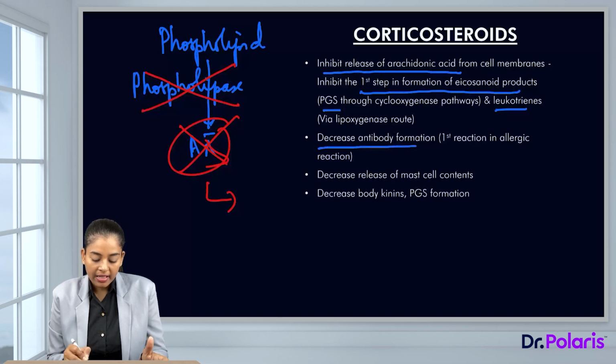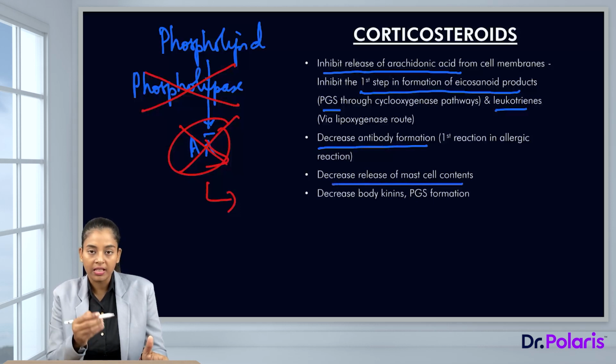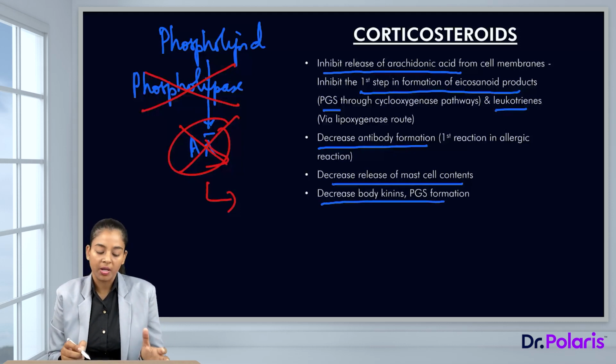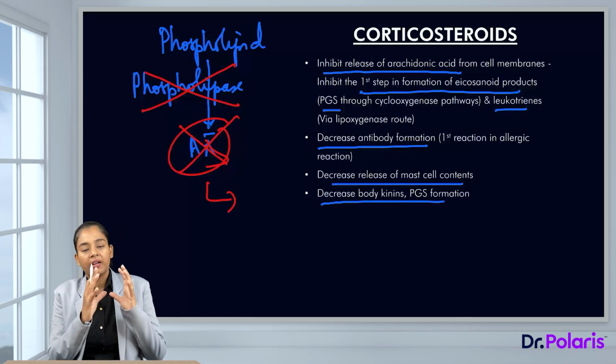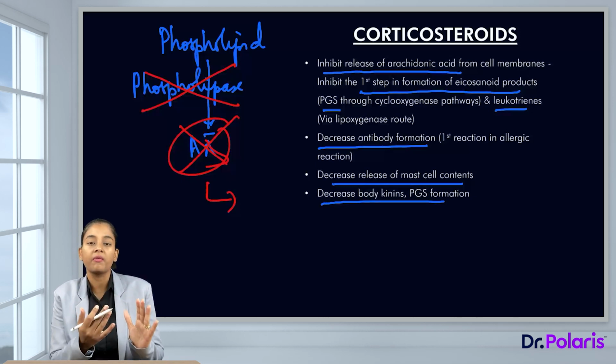They also decrease the antibody formation in the first allergic reaction itself. They decrease the release of histamine from the mast cell, and they decrease bradykinin and prostaglandin formation. So basically they are very good. They block the first step in the inflammation reaction itself, so this is going to be very, very effective.